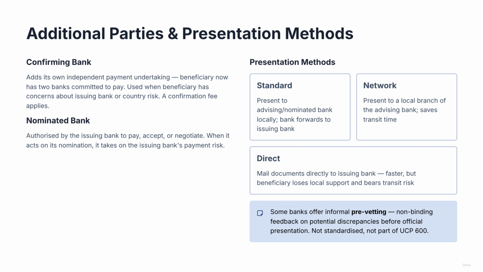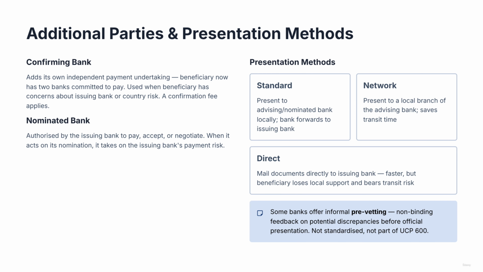How documents physically reach the bank varies. In standard presentation, the beneficiary presents to the advising or nominated bank in their country, and that bank forwards to the issuing bank. In network presentation, the beneficiary presents to a local branch of the advising bank in their own city, useful where the advising bank's main office is in a different location. The branch reviews and forwards the documents internally, saving days of physical transit time.